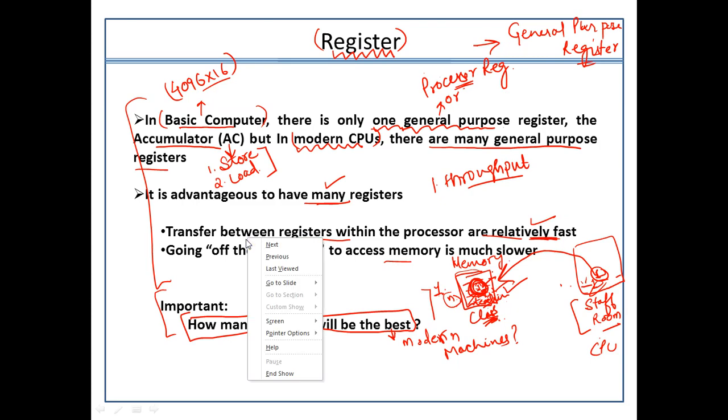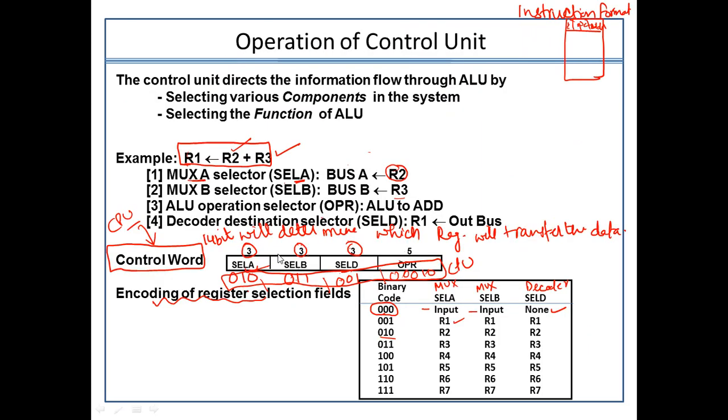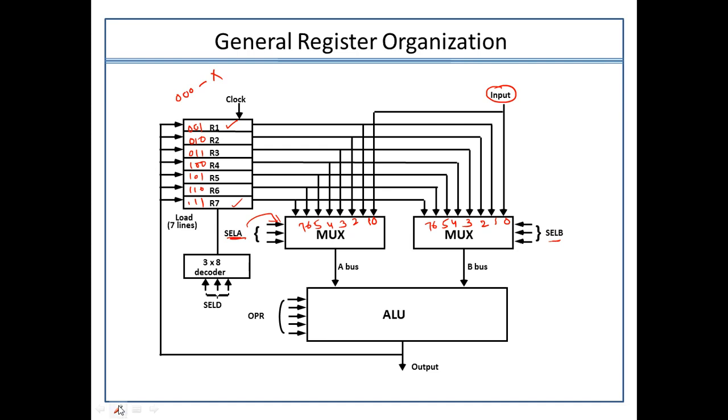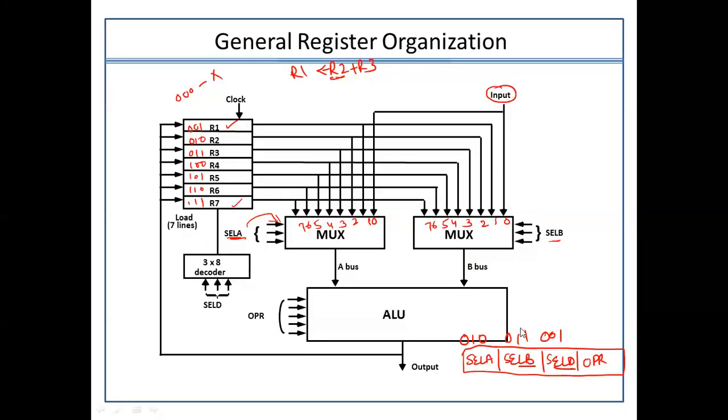So again, I am writing this control word, which says select A, select B, select D, and OPR. We know that for selection line A, if I have to compute this data again, I am taking the same example. R2 will be 0, 1, 0. For R3, it will be 0, 1, 1. For R1, it will be 0, 0, 1. And for this OPR, it was 0, 0, 0, 1, 0.